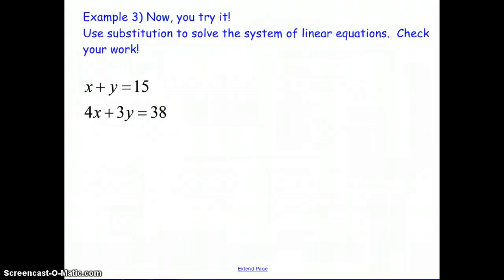The last thing I'd like you to try to do tonight is solve one system of equations on your own. I'd like you to pause your video as soon as I'm done saying this, and use substitution to solve this system. After you're finished, check your work. Once you're finished checking your work, please unpause the video and I'll have one more thing to say.